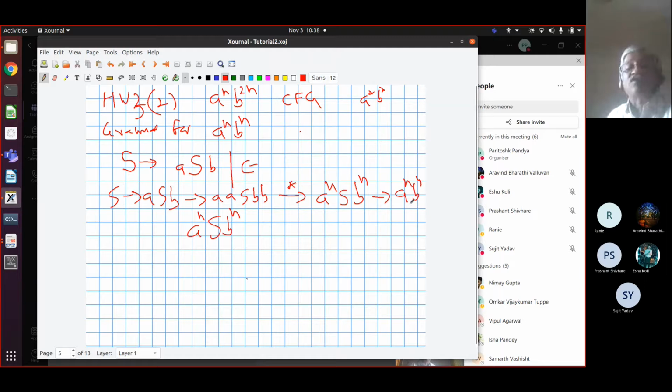So this is actually a derivation of the string a raised to n, b raised to n in this grammar. Any string of this form can be derived in this grammar. And the grammar only derives strings of the form a raised to n, b raised to n. Why? Because epsilon is of that form. And assuming that a string x is of that form, by applying this rule, you will still get a string which is of this form, right? So this is a kind of inductive argument. Assuming that S contains a string of this form, this larger string formed by this rule will also be of this form. So this is how we have designed this grammar for a raised to n, b raised to n.